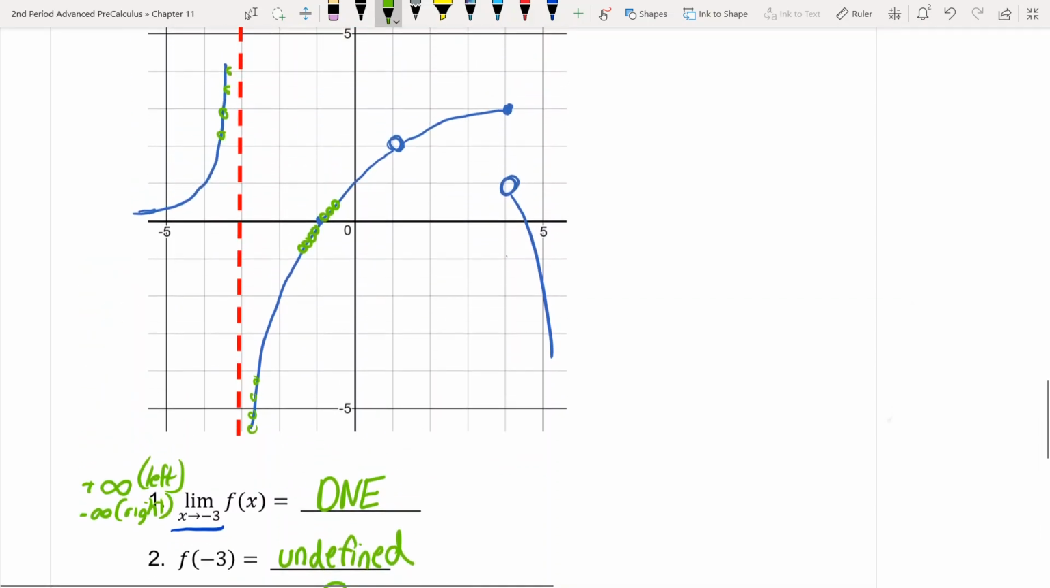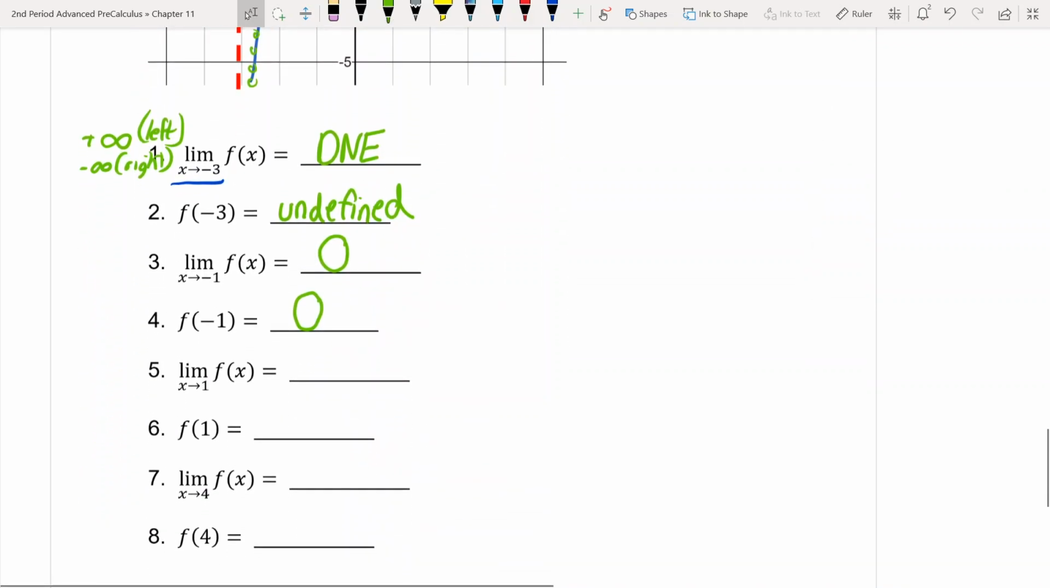Let's go to number 5. The limit as x approaches 1. I can see right here that I've got a hole. But as I approach from the left, I get closer and closer to 2. As I approach 1 from the right, my y values get closer and closer to 2. So even though there's a hole there, we're concerned about what we are getting closer and closer to. And we can see it's going to be 2. Whereas f of 1, we said it's a hole, so it's undefined. So the situation there is you have a limit at that value, even though it's undefined.